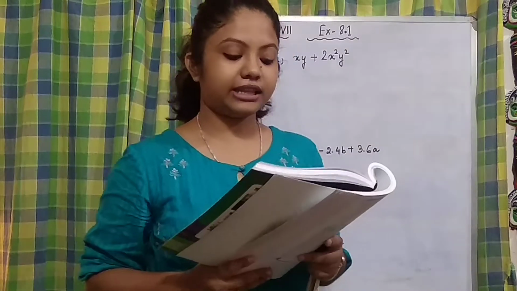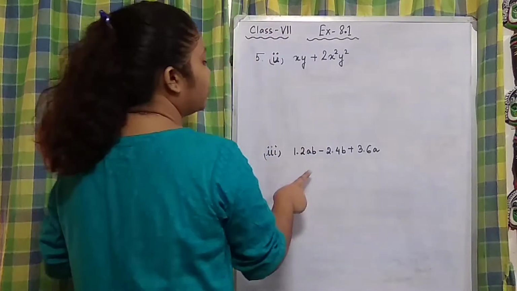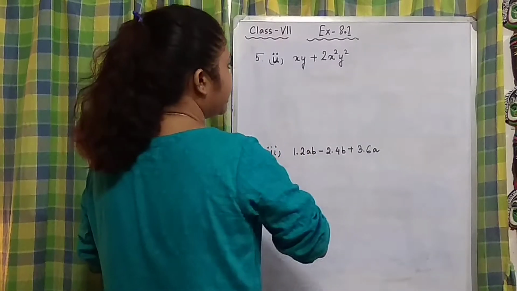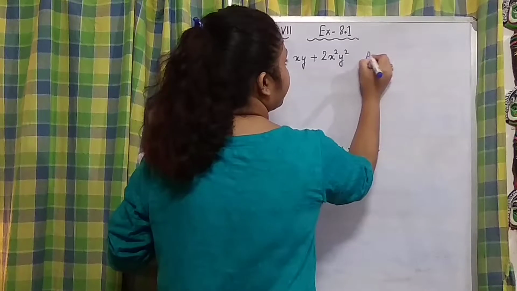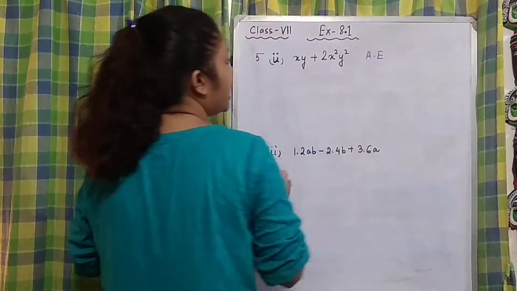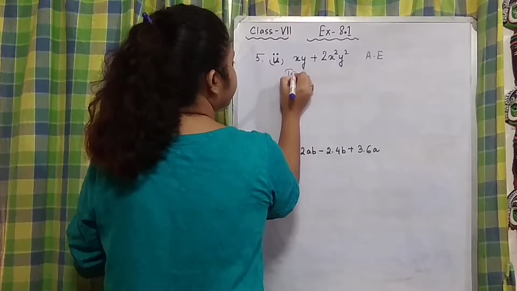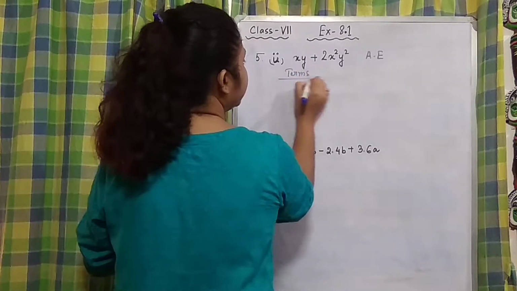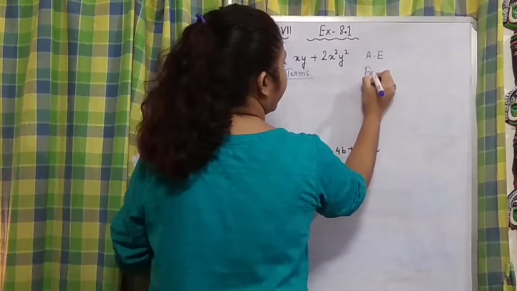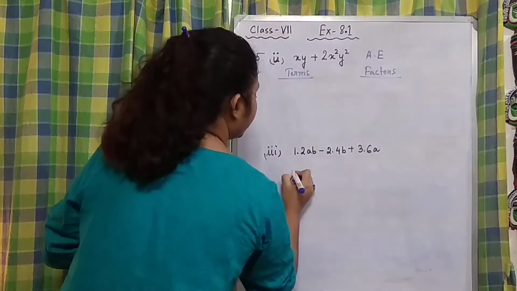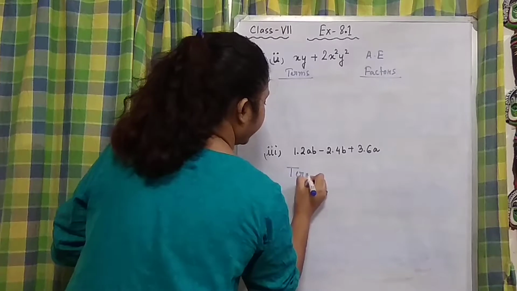It has been said to identify the terms and their factors in the algebraic expression. Now in case of these two, look at this, this is an expression, right? So this is an algebraic expression. Okay, now what do we have to find? We have to find the terms from these and eventually we have to find the factors. Okay, so for both of them, I am writing it down.